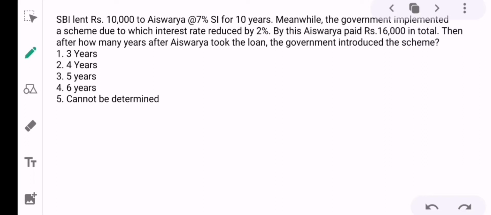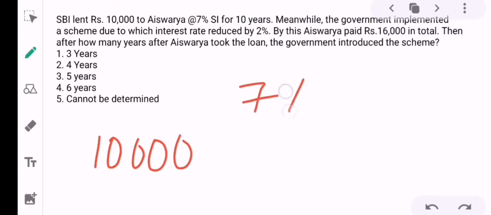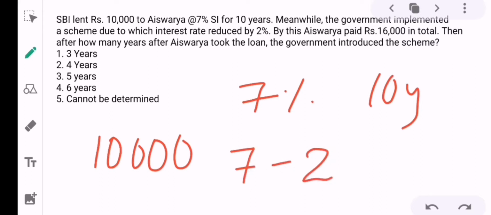So let us come to the next question. SBI lent rupees 10,000 to Aishwarya at 7% simple interest for 10 years. Meanwhile, the government implemented a scheme due to which the interest rate was reduced by 2%. Here please note, interest rate was reduced by 2% means if the initial interest was 7%, it was reduced by a further 2% to reach a final interest rate of 5%.